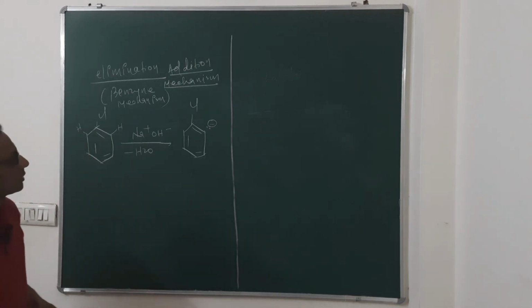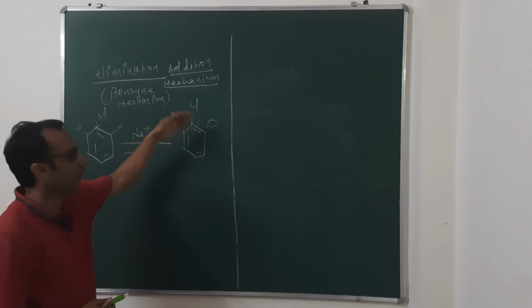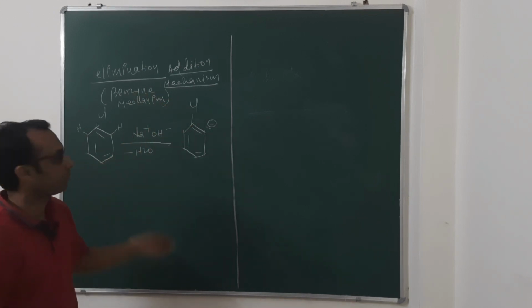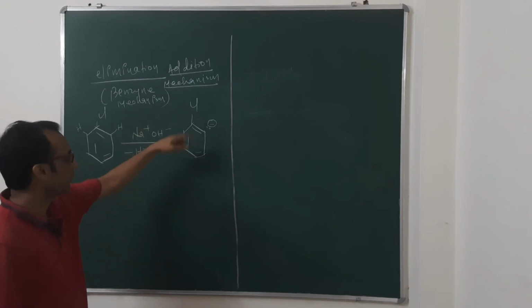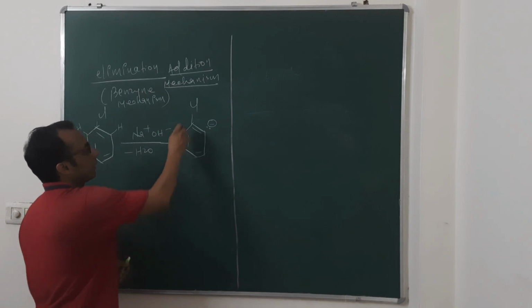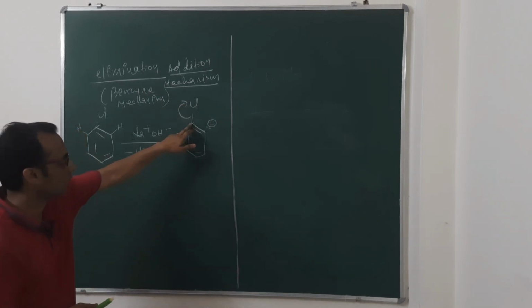So what happens, students? Now, as you know, chlorine also acts as an electron-withdrawing group. Chlorine will pull the electrons as an inductive effect as well as a leaving group. So for the stability of this chain, chlorine will take the electrons and take them away. As a result, what happens? A positive charge will come.